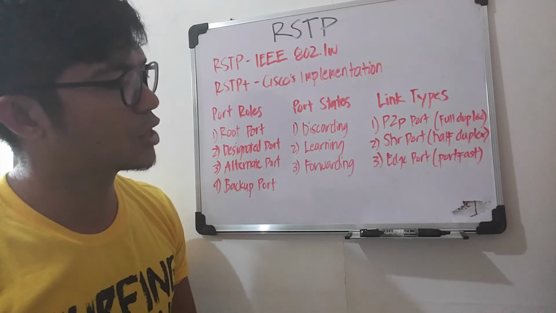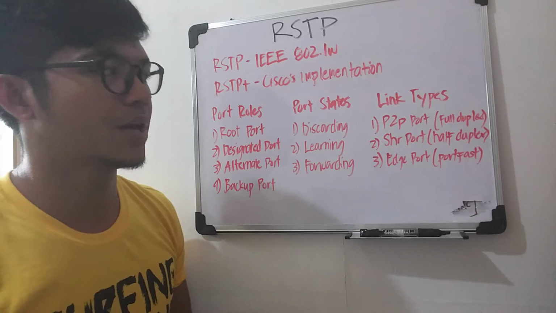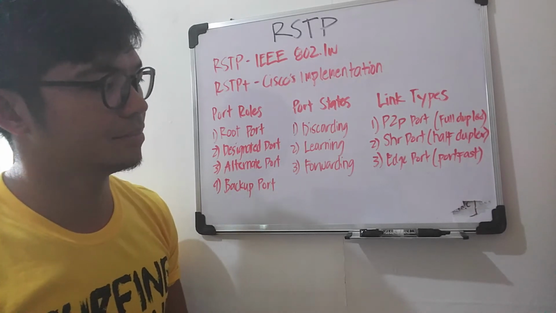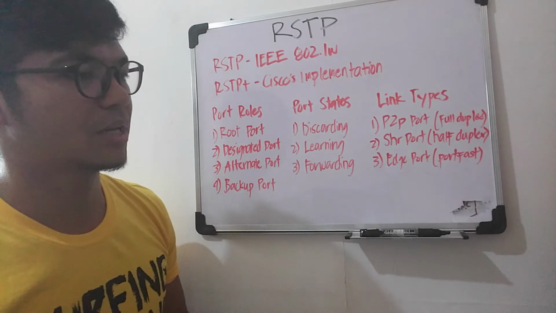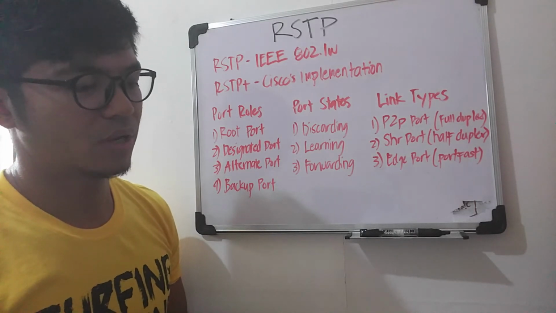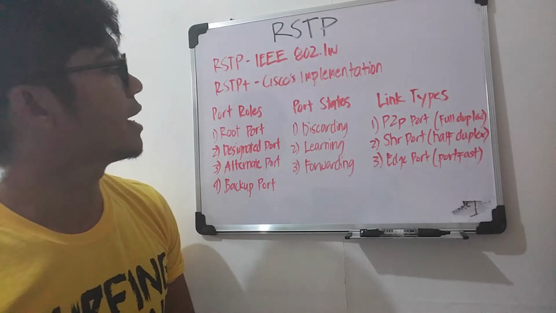And number three is the edge port. This is the port that is connected to an end host. You can define it by using the command spanning-tree portfast, just like in 802.1D or the traditional STP. So yeah, that's it for now.